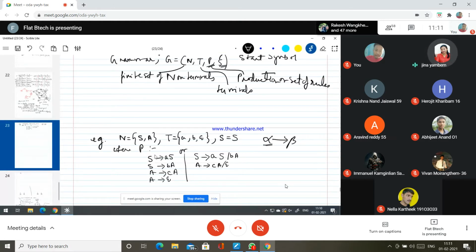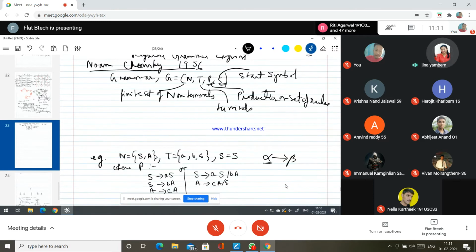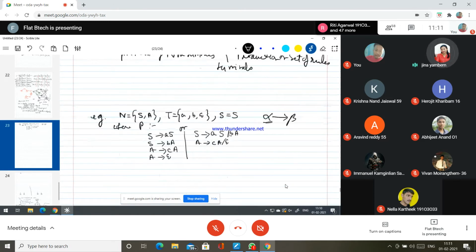So either you can say that alpha can be replaceable by beta, or else you can say that from alpha you can derive beta. Okay, now these are the production rules. Production rules always consist of left hand side, left hand context, and then right hand side. So most of the time we'll be finding non-terminals on the left hand side.